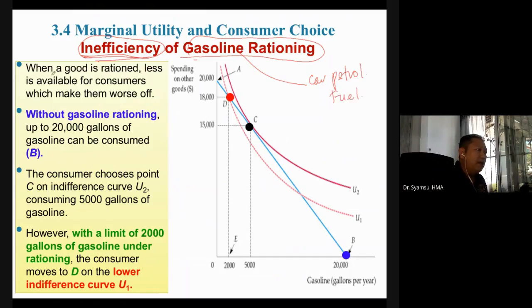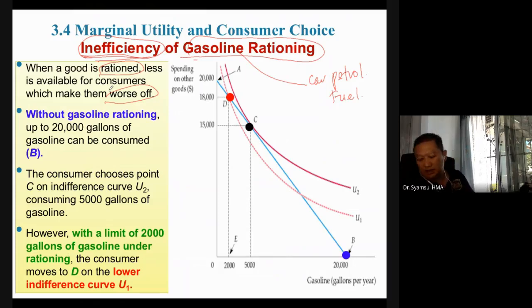So when a good is rationed, what does that mean? There is a limit, which means you cannot buy a lot. You are allowed to buy only a certain amount of gas. Less is available for consumers, which makes them worse off. For example, you could buy as much petrol as you want, but with this ration you cannot buy like before. You can only buy the certain amount that is available.